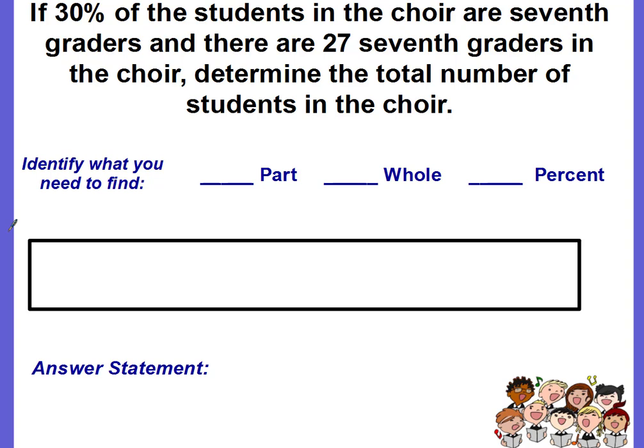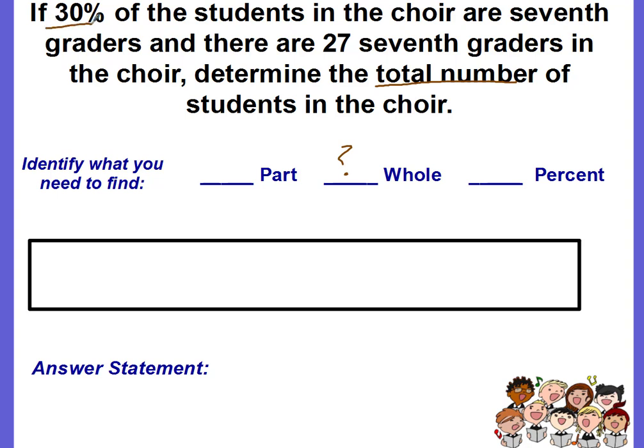Okay, our first problem. If 30% of the students in the choir are 7th graders, and there are 27 7th graders in the choir, determine the total number of students in the choir. So determine the total number of students. That's what we're looking for. We're looking for the whole. It is unknown.